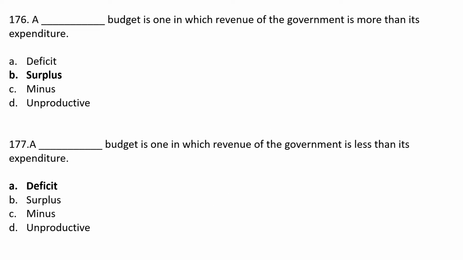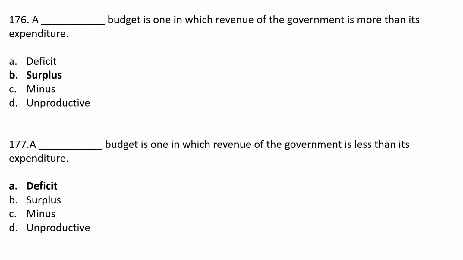A dash budget is one in which revenue of the government is more than its expenditure. Option A deficit, option B surplus, option C minus, option D unproductive. Correct answer is option B surplus. A surplus budget is one in which revenue of the government is more than its expenditure.